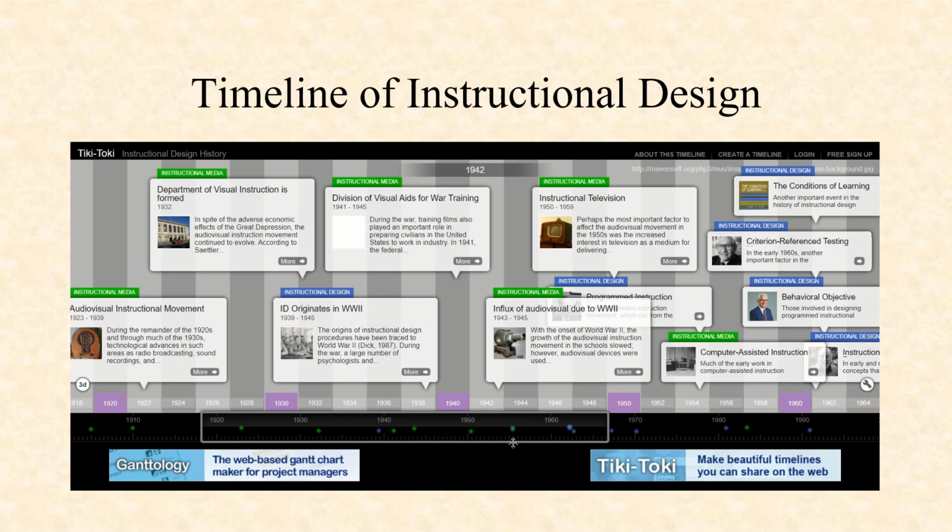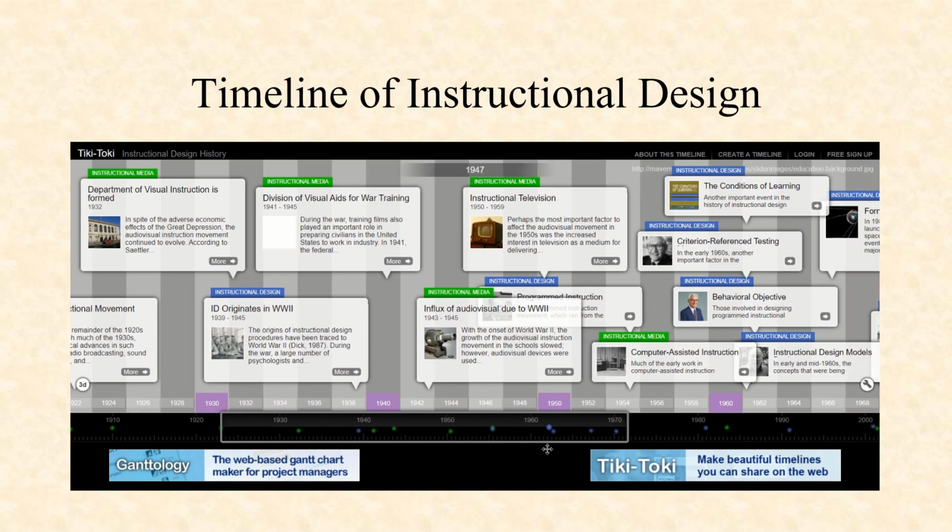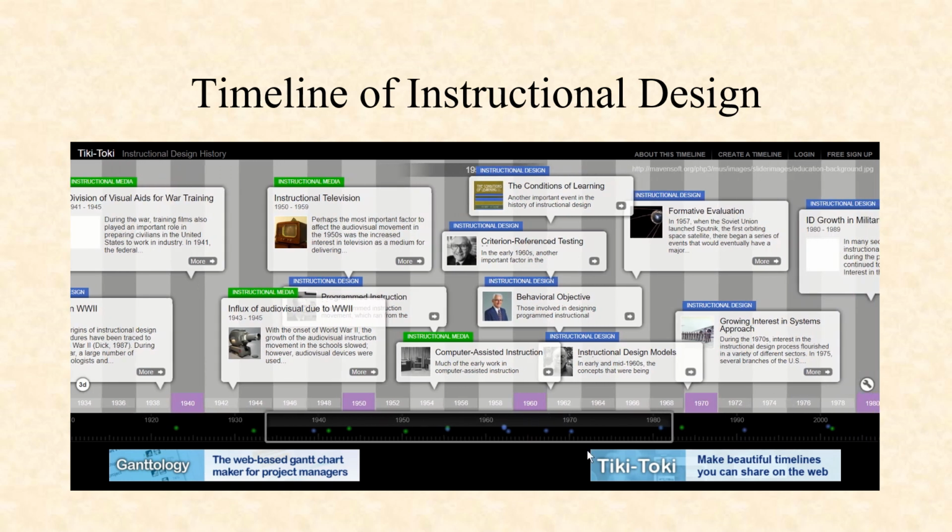And then we find that instructional design starts to make its way in different ways into public schools. And we find instructional television in the 50s. We find different theories and models like programmed instruction. We find different research into instructional design elements like criterion reference testing, the conditions of learning, and the creation of behavioral objectives.